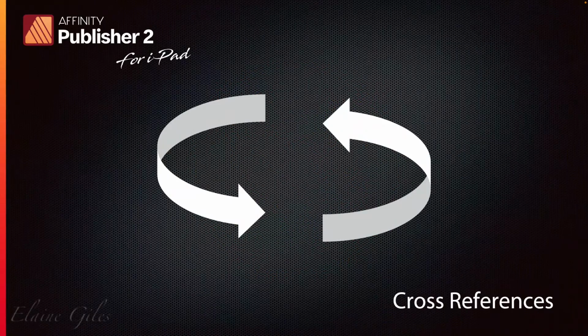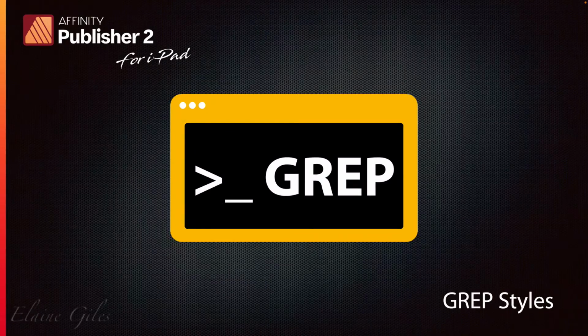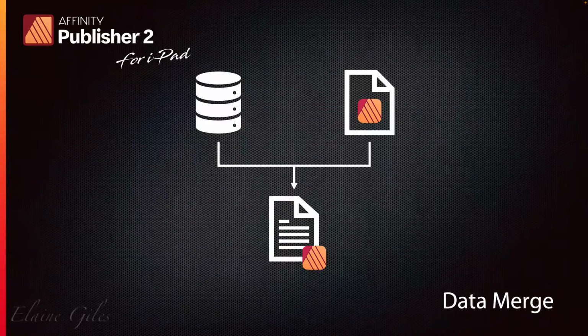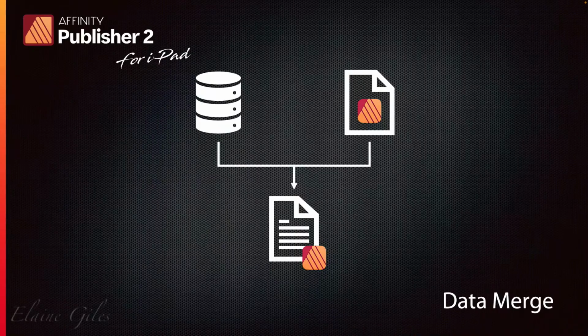We still don't have cross-references. We do not have support for variable fonts. We do not have support for GREP styles, and I explained this in relation to the desktop version as being basically conditional styles, so a style that applies to a certain element of text. So maybe every time I put Elaine, I want it in red. That's not there. However, and this is a biggie, sadly, the iPad version does not have data merge. The desktop version does, clearly does, and so does version 1, but it's not there on iPad yet. I'm assuming it's something they would contemplate bringing to iPad, but it's not there yet.